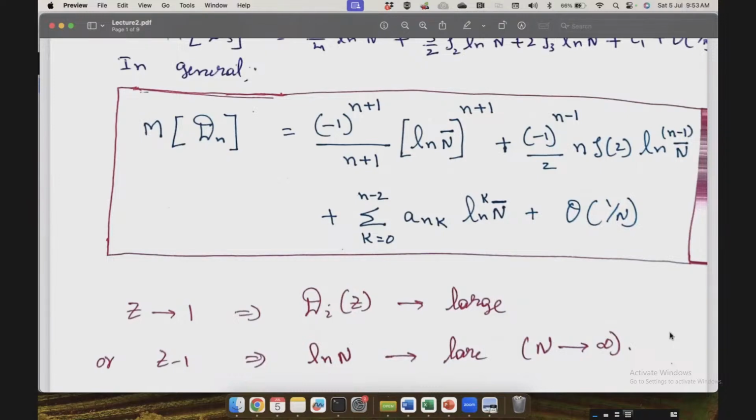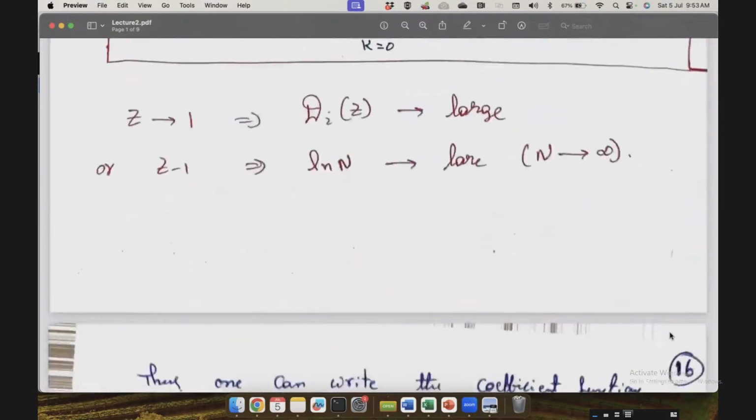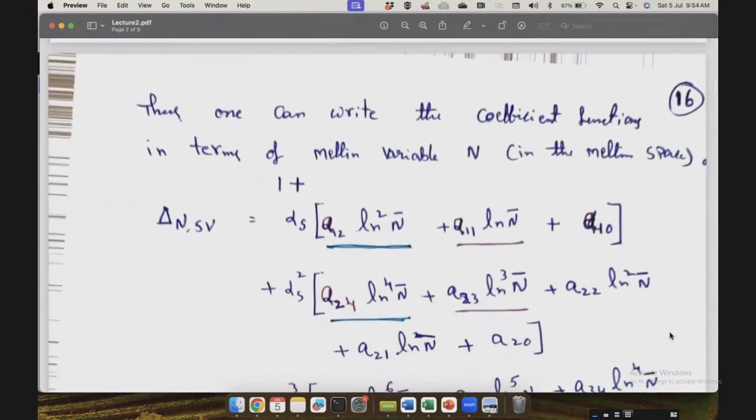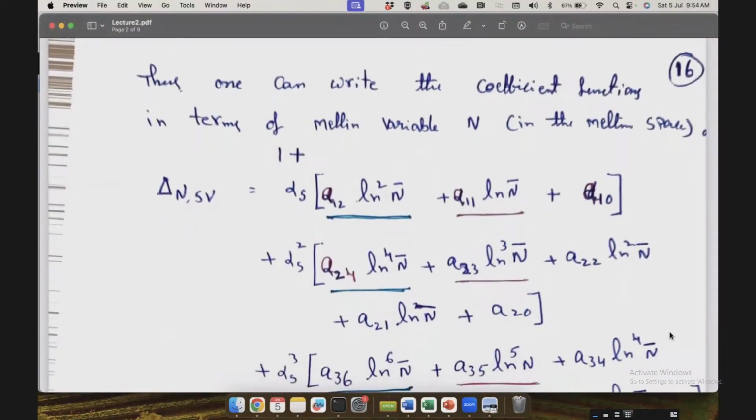n goes to infinity limit. So now coming back to, let us go further and then see here. So thus one can write the coefficient functions in terms of the Mellin variable. Forget about this resummation and all those things. Let us take a simple fixed order calculation.